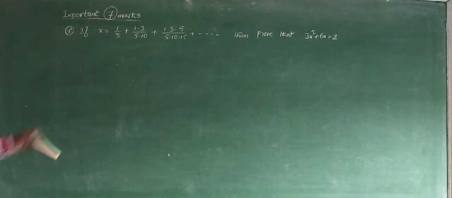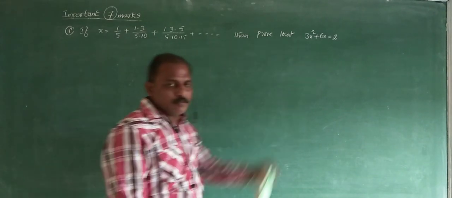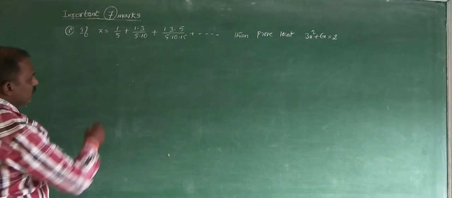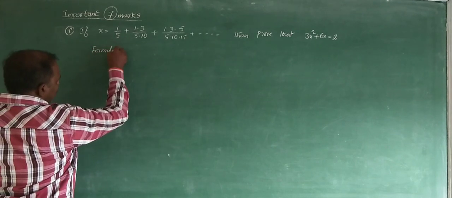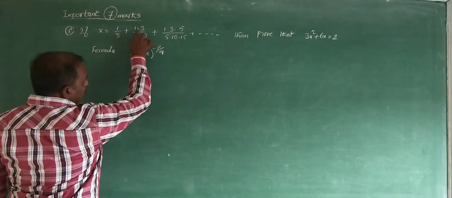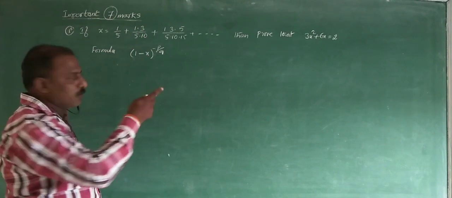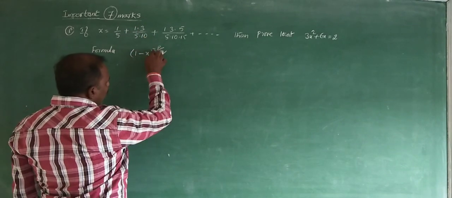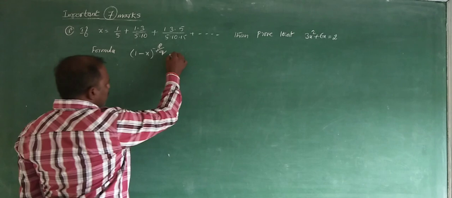x is equal to 1 by 5 plus 1 into 3 by 5 into 10, and so on. So it is an infinite series, then we have to do this. Look here, single term by single term, something is missing here. What is the formula? All are positive, so what is the formula? The formula we know is 1 minus x whole to the power of minus 3 by 2. Since it's increasing, it's not p minus q, it is p plus q. If we consider this as p, this is p plus q. Something is added, so the power must be negative.